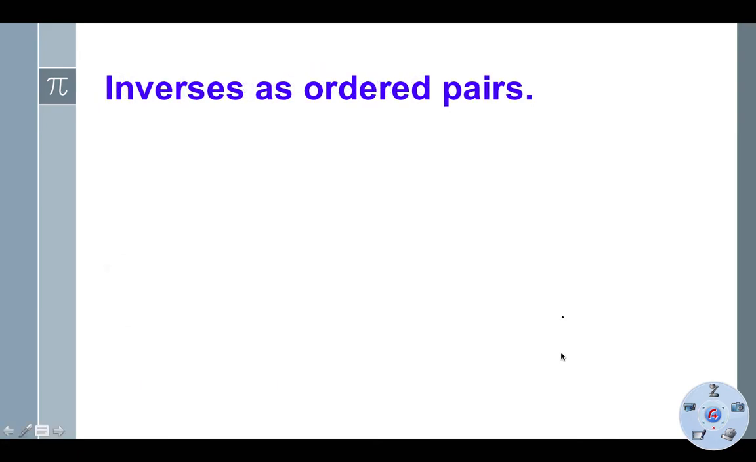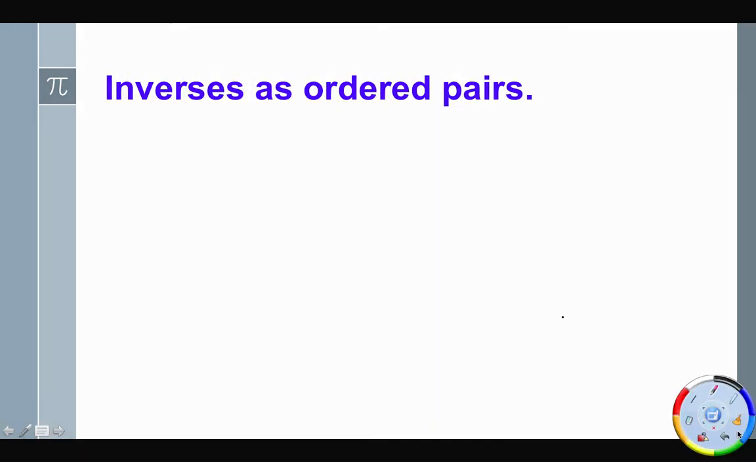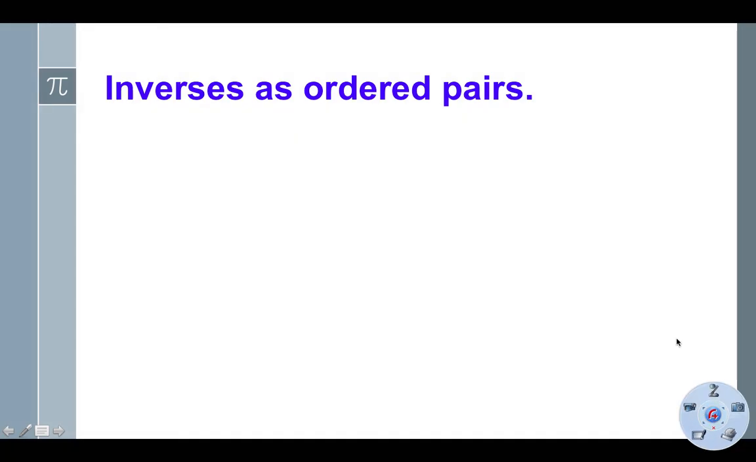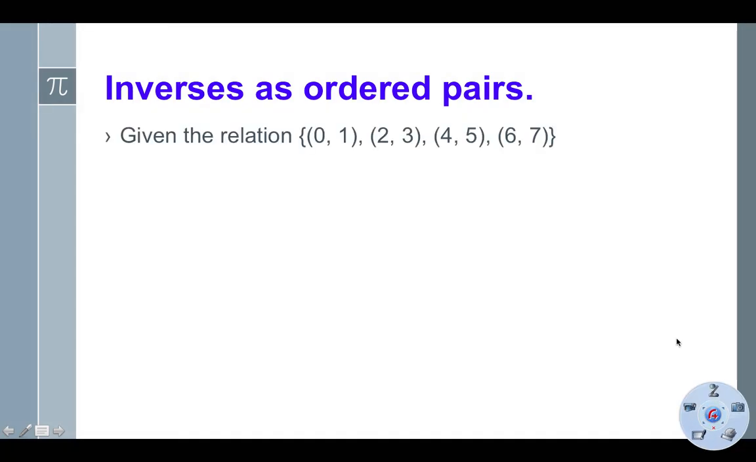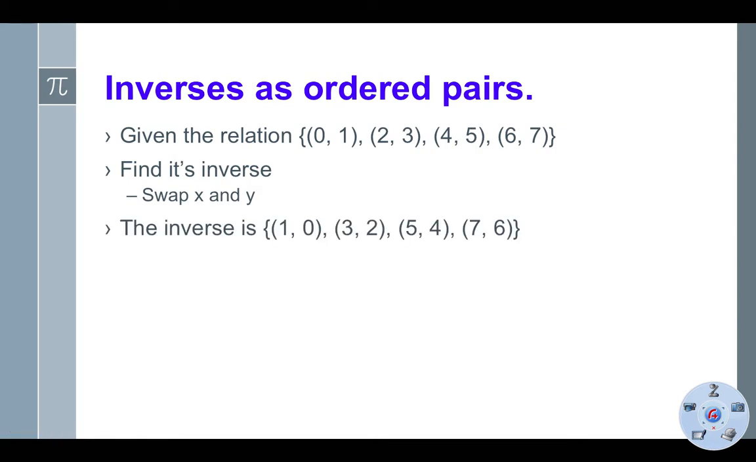Right? So if we go on looking at a relation as a set of ordered pairs, we might recall looking at things like this. This is a relation with 4 separate points. Now, in order to find the inverse of the relation, all you have to do is swap the x and y coordinates. And when you swap the x and y, you get the inverse of the relation. Instead of 0, 1, we have the point 1, 0. Instead of 2, 3, we have 3, 2. And likewise down the list.